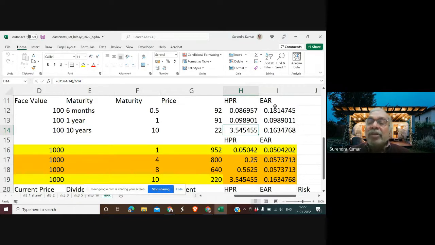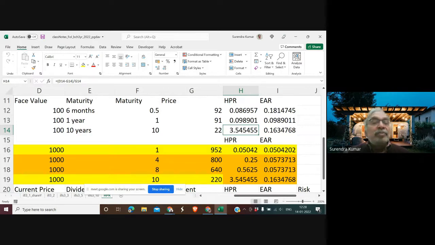Our measure of comparison is always effective annual return, and so the 10-year zero coupon bond, which has a price of 22 rupees, has a 16.3% return. The 1 year zero coupon bond having a price of 91 rupees, face value 100, has a 9.8% return, and the 6 months zero coupon bond has a price of 92, face value 100. So this 6 months zero coupon bond is giving you the highest return.